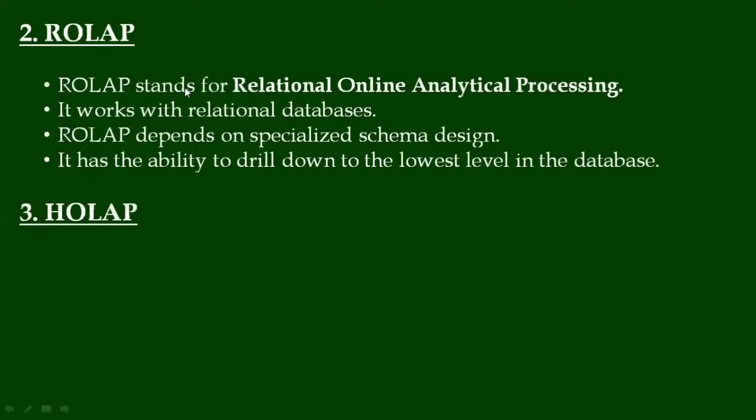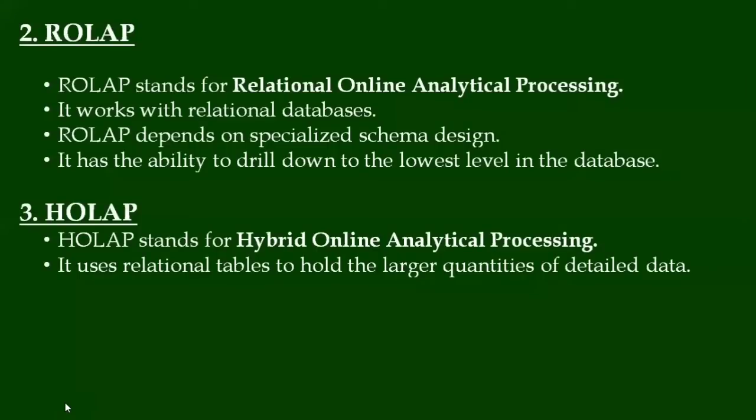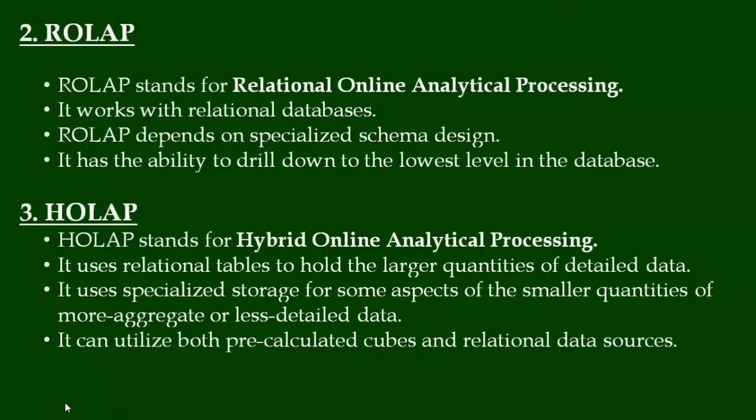After that, we have hybrid online analytical processing. HOLAP stands for hybrid online analytical processing, and it is used for relational tables. It uses relational tables to hold large quantities of detailed data, and it uses specialized storage for some aspects of the smaller quantities of more aggregate or less detailed data. It can utilize both pre-calculated cubes and relational data sources. So we are giving it the name hybrid: it has the qualities of both relational data sources and pre-calculated cube data sources.